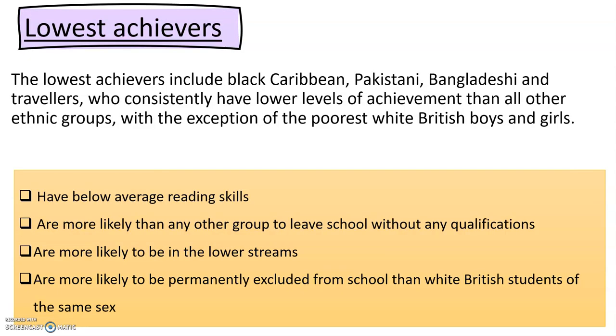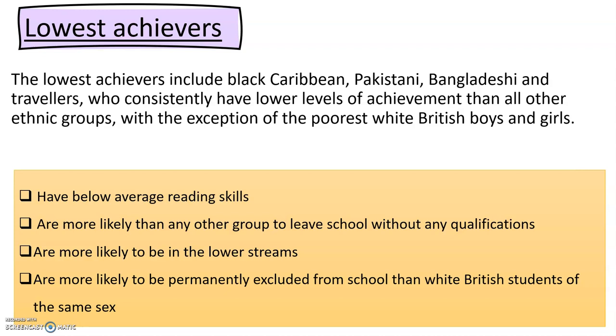Your lower achievers, statistically, are Black Caribbean, Pakistani, Bangladeshi, also travellers as well, for obvious reasons if you're having to move around. They have consistently lower levels of achievement than other groups, with the exception being poor white British boys and girls. Like if you are white but of a lower social class, that is going to have an impact.